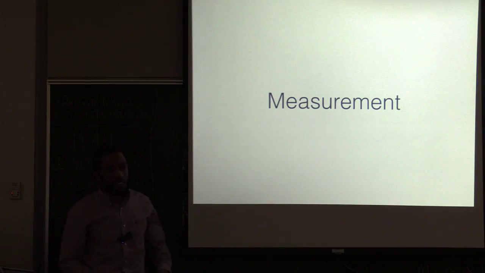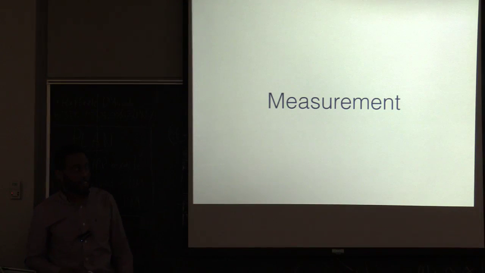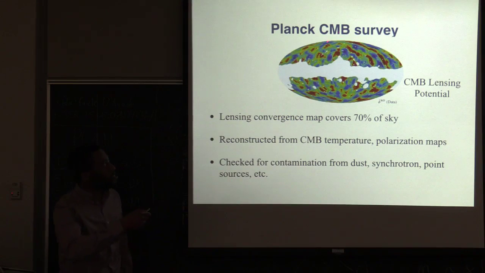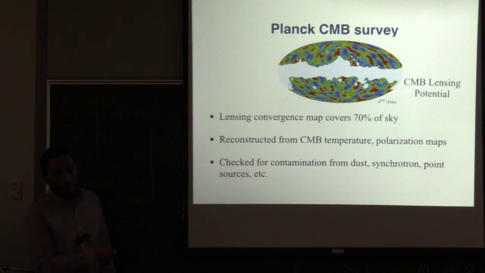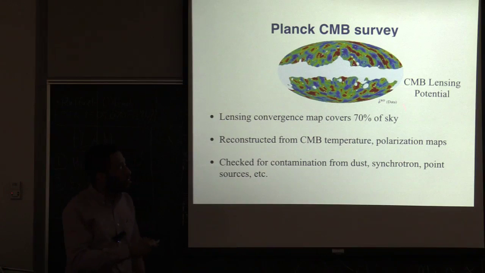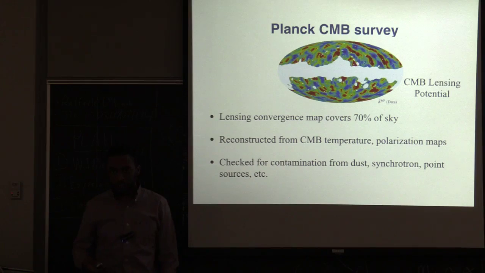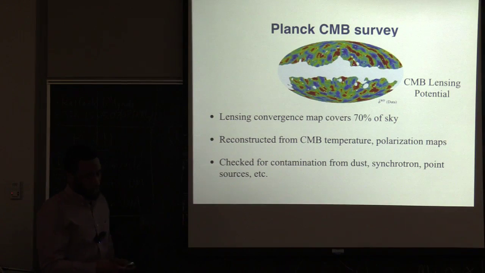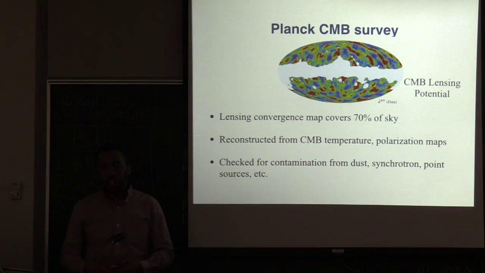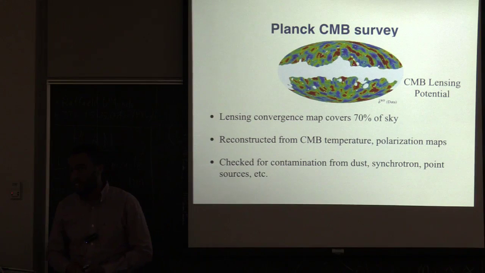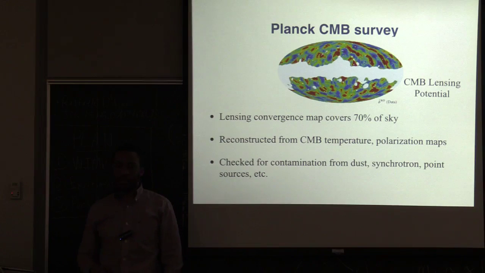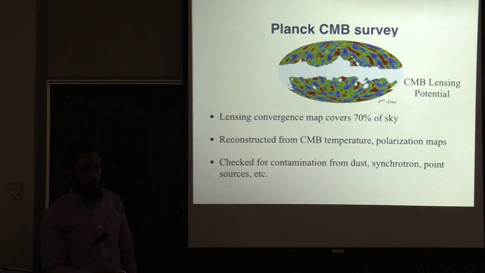So now I'll discuss our measurement that we performed using current data. So first of all, for the lensing field, we use the Planck CMB measurements. So here's a picture of the lensing potential, which describes this lensing convergence field. It covers 70% of the sky and is reconstructed from temperature and polarization measurements. And many systematic checks were used in order to perform this measurement, including checks for point sources, synchrotron emission, dust, as well as other systematic effects that are important.